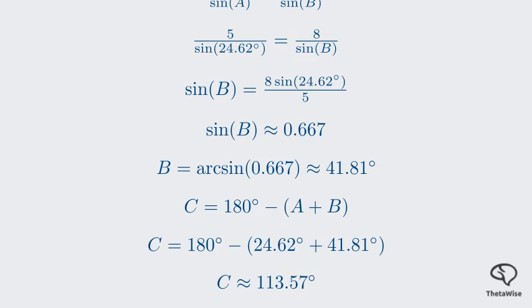Notice that this angle is obtuse. The law of cosines correctly gave us an acute angle for A, and the law of sines gave us an acute angle for B. The largest angle, C, is opposite the largest side, C, which is a good check.